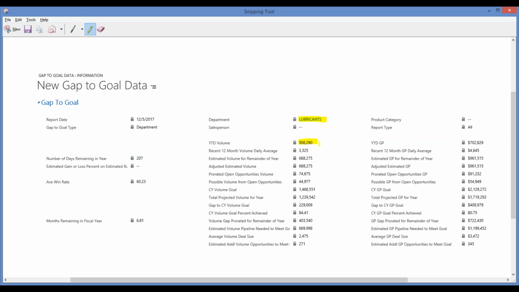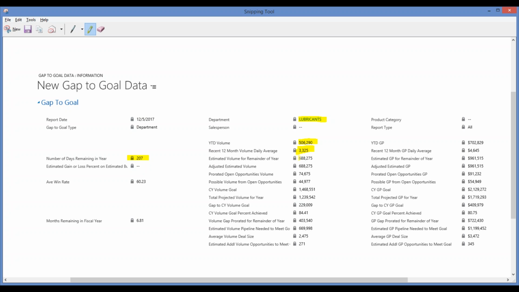So let's continue on with the process. So far we know how you're doing so far this year. We also look back at the last 12 months and figure out how many gallons you sell each day, right? And then I can look at how many days are left in the year.